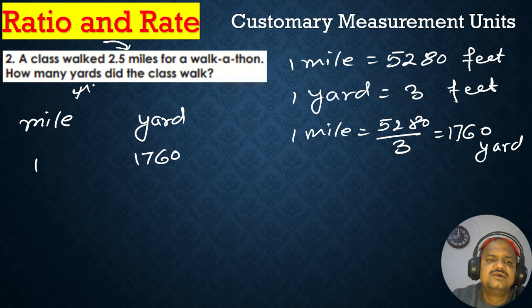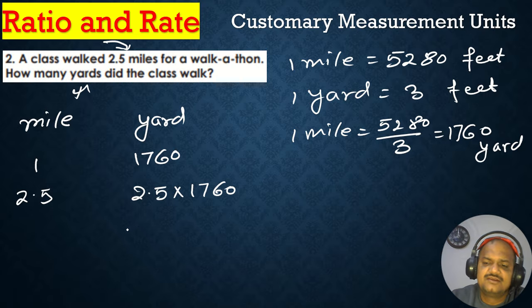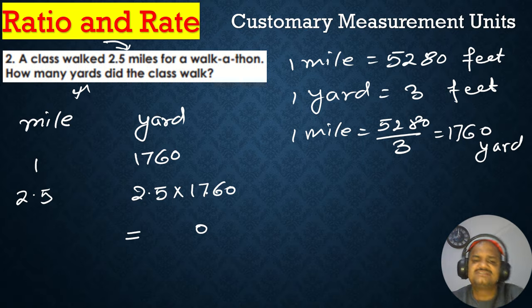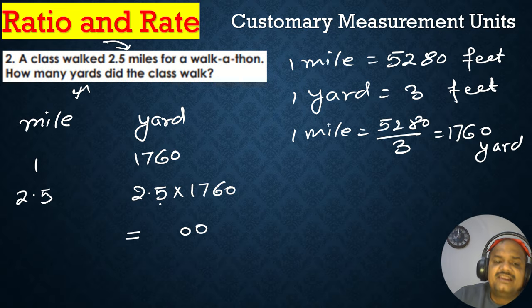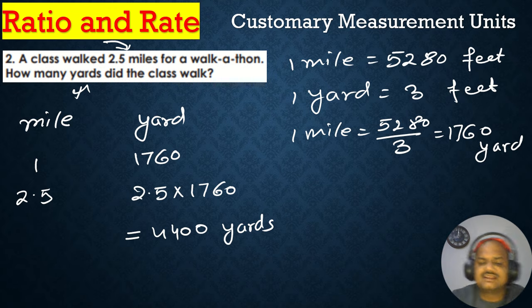Yes, yards. So 1 mile is 1760 yards. So 2.5 miles will be equal to 2.5 times 1760. Now you can do this calculation yourself. Decimal and 0 will be cancelled. 25 times 6 is 150, 25 times 7 is 175, and 50, 190, 25 times 1 is 25, and 19, 4400 yards. Please check the calculation, okay?